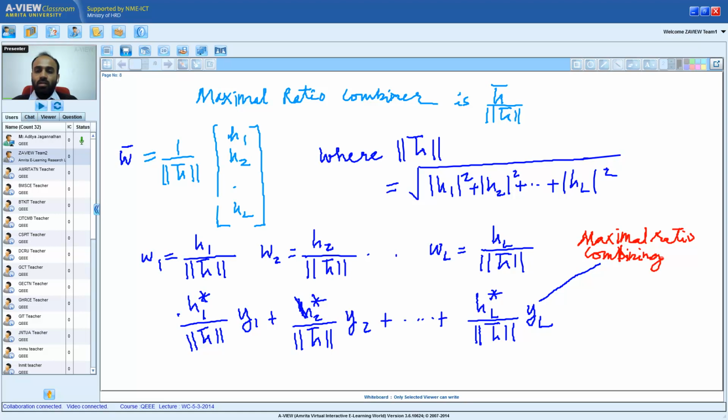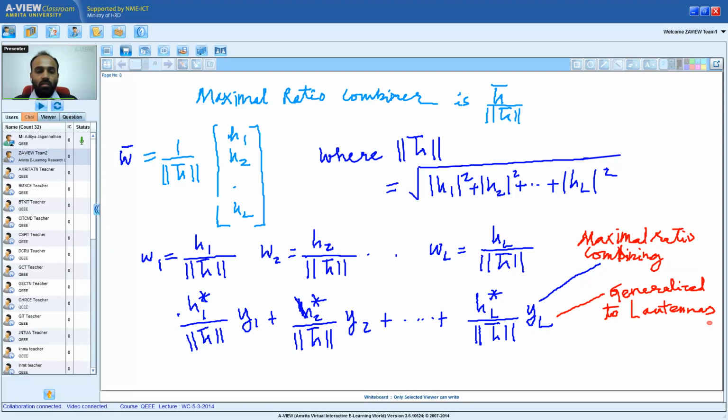This is also termed as maximal ratio combining, but now we have generalized it to L antennas. Previously we had considered only two antennas. We have now generalized to L antennas.